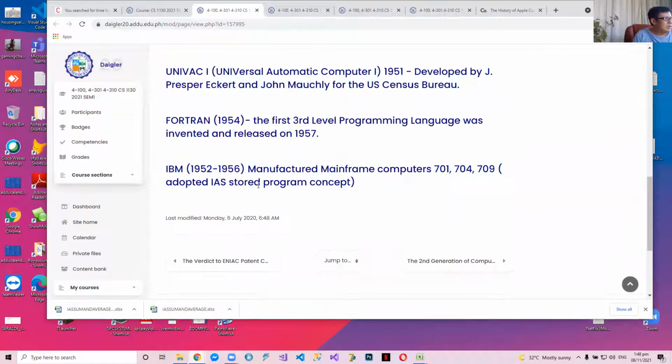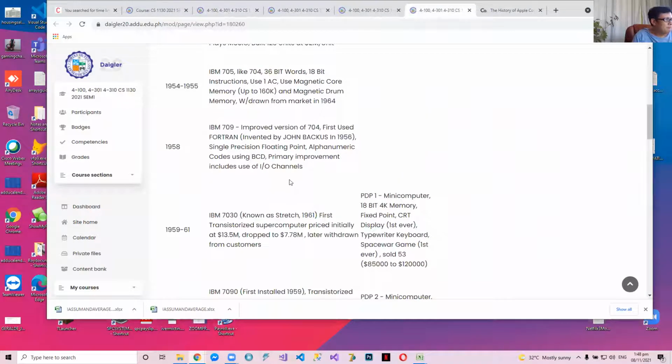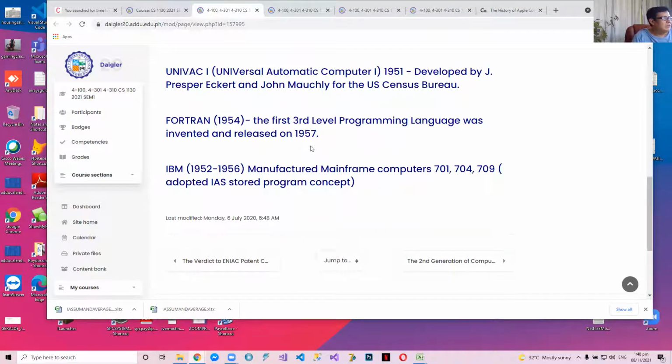1956. So remember, Fortran was introduced in the IBM 704. Okay, let's look at that. 709, okay? In the IBM 709, which was what date? 1958, late 1950s. And during the early 1950s, IBM had no competition. They manufactured very expensive computers, 701, 704, and 709.